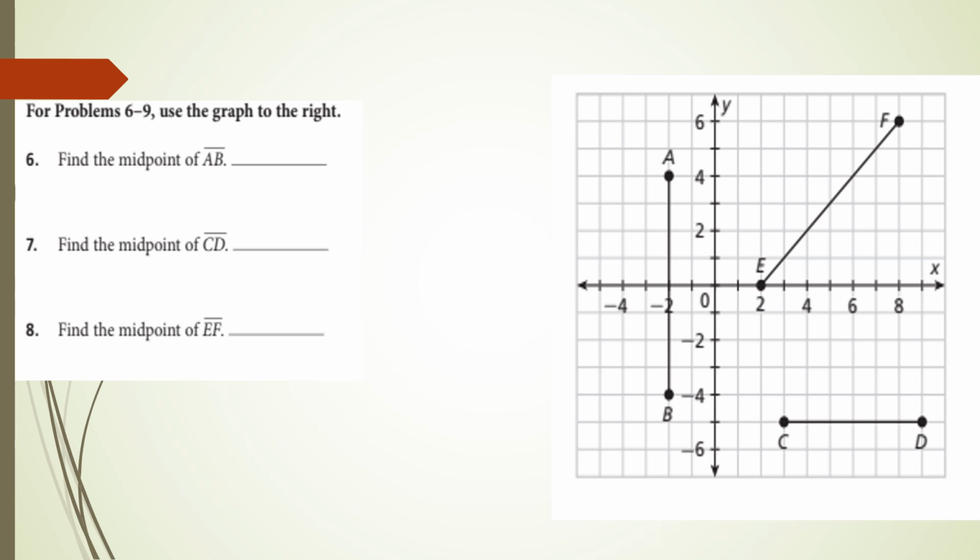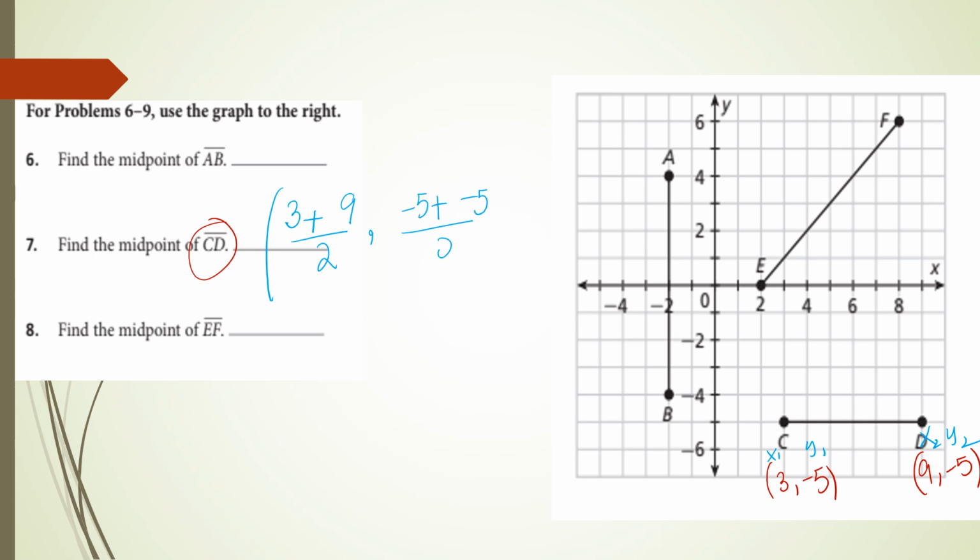We already know that the point C is (3, -5) and the coordinate D is (9, -5). So find out and name them. Okay, name it as x1 and y1 and name it as x2 and y2. So according to the formula, x1 plus x2. So x1 is 3 plus x2 is 9 divided by 2, comma. Y1 is -5 plus y2 is -5 divided by 2.